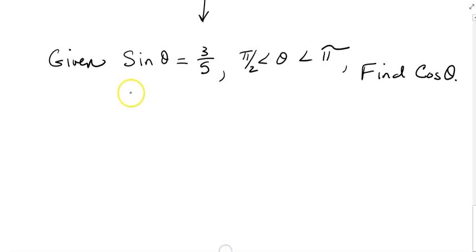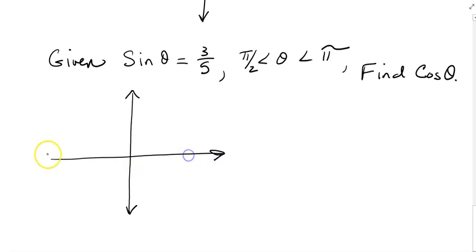If you're not sure what to do, always draw. What am I drawing? Well, sine theta is positive 3/5. That means this angle theta falls somewhere in quadrant 1 or 2 because they are the only two quadrants where sine is positive. This information here narrows it down further to between pi over 2 and pi. Now I know I'm in quadrant 2. I don't know what theta is, but we don't need to know what theta is. We're just going to draw an angle that falls in quadrant 2.